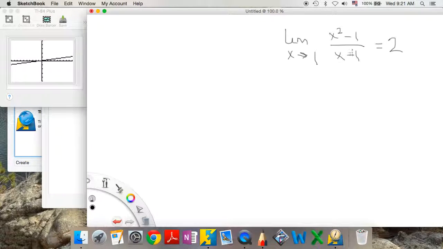Now, how does that help? How can we figure that out when we're not looking at the graph? Because you're not always going to be able to do limits with the graph. Well, we can simplify it algebraically and it'll show us. If you take the function x squared minus 1 over x minus 1 and simplify that, we factor.